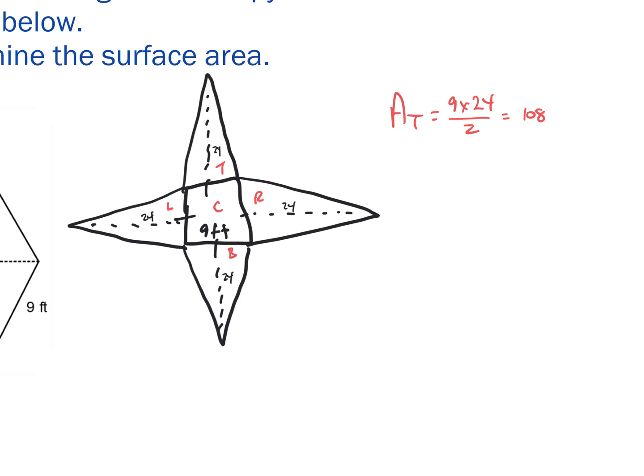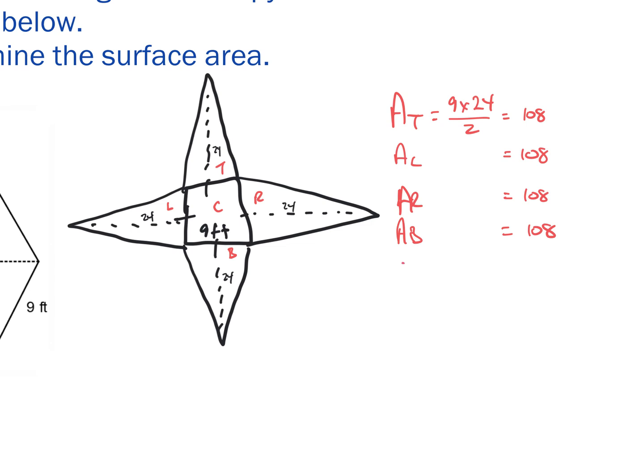So there's 4 identical triangles. So the left would also be 108. The right would also be 108. That should be an A, my apologies. The bottom is also going to be 108. So once we find the area, we know the area of all the individual triangles.